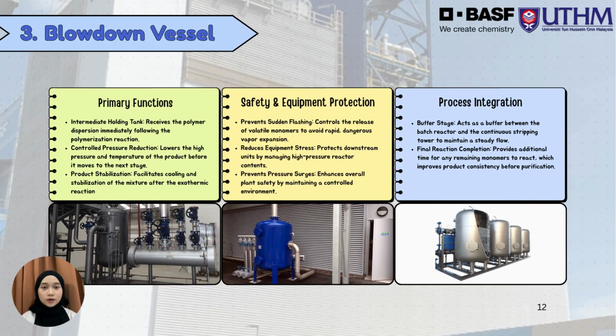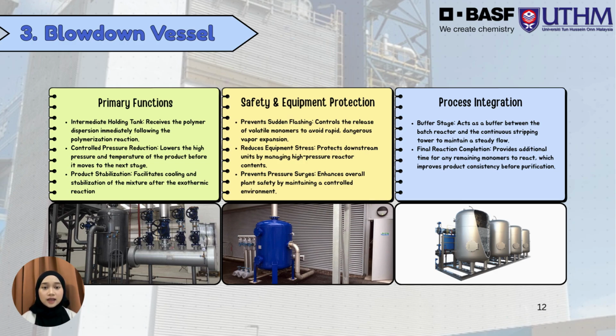Hello everyone, I am Nur Alia and I would like to explain the blowdown vessel. The blowdown vessel is positioned immediately after the polymerization reactor. Its primary role is to receive the polymer dispersion once the polymerization reaction has been completed. At this stage, the product is still under high pressure and elevated temperature due to the exothermic reaction. The blowdown vessel performs several important functions. First, it gradually reduces the pressure and temperature of the polymer dispersion before it is transferred to the next processing stage. This controlled pressure reduction prevents sudden flashing of volatile monomers, which could create hazardous vapor expansion.